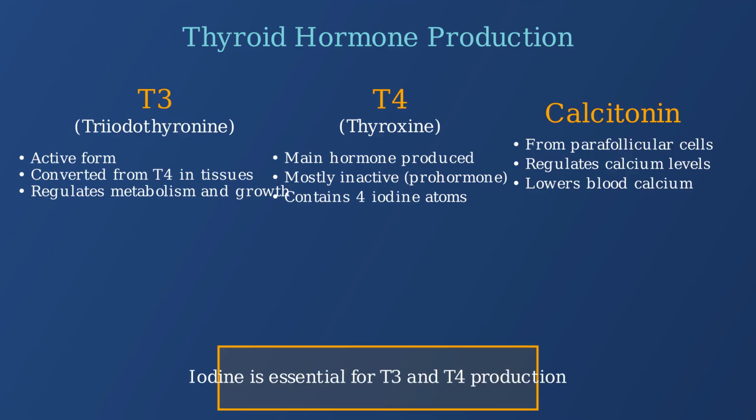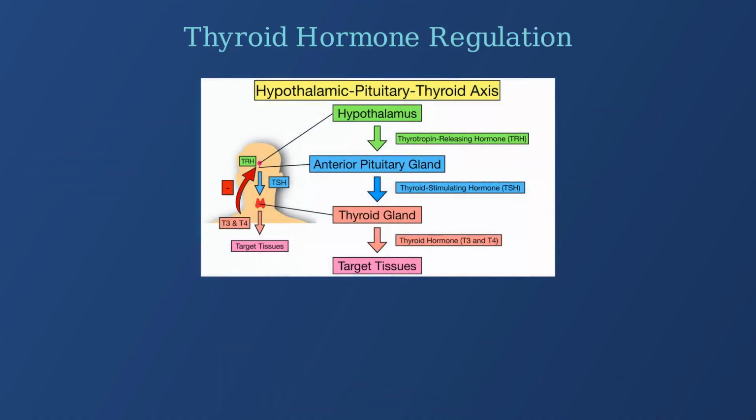Iodine is absolutely essential for the production of T3 and T4 and must be obtained through dietary intake since the body cannot produce it. Thyroid hormone production is regulated by the hypothalamic pituitary thyroid axis, a sophisticated feedback system.